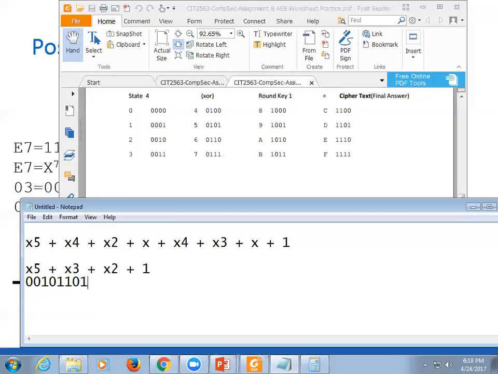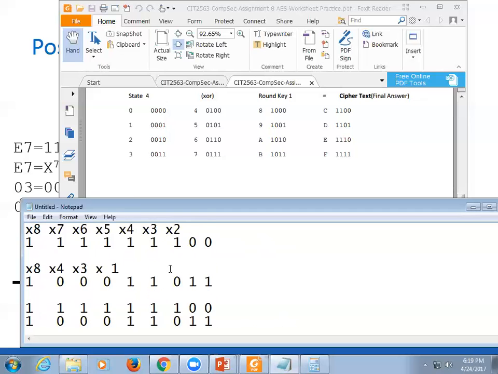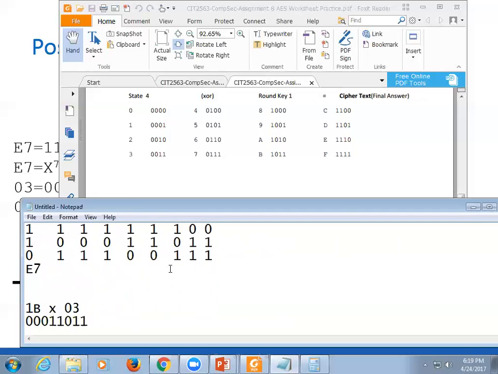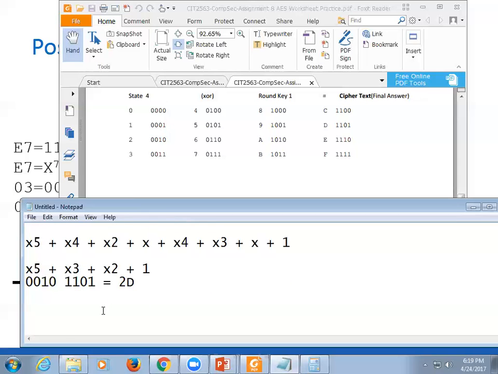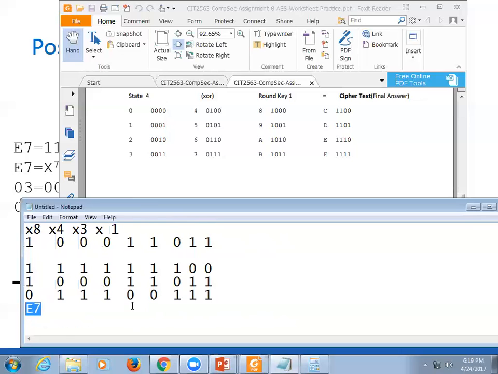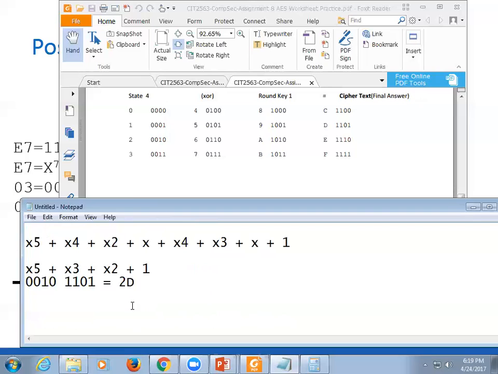That ends up being 0, 0, 1, 0, which is 2, and 1, 1, 0, D. So that's 2D. Now we have 2 of our values. What was our first one? It's right there, underneath. E7, sorry. So E7 XORed with 2D. Then you XOR E7 and 2D. Now we're halfway to the first value.